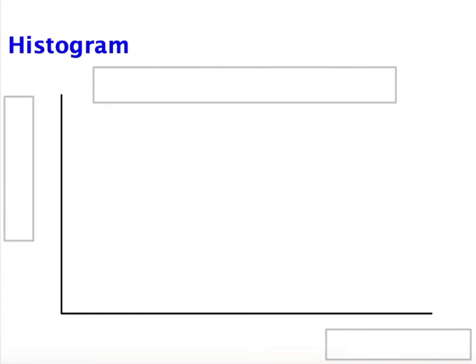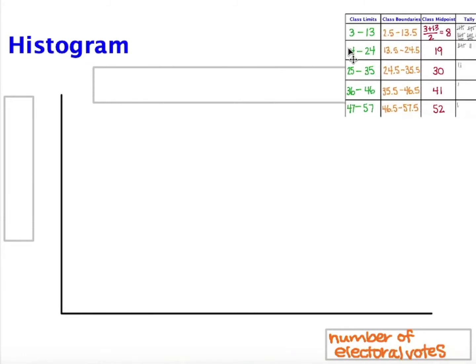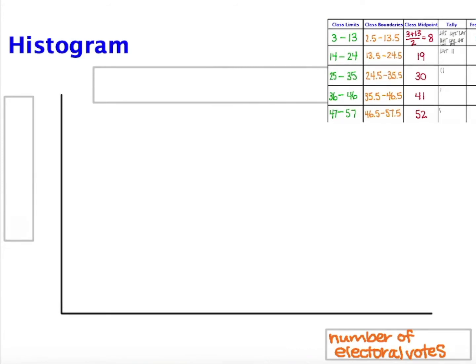Now that we finished our frequency table, we can construct our histogram. The way this will always work is the x-axis will always include your classes. And so in this example, our classes are the number of electoral votes. And we're going to number the x-axis based on those class limits, actually the class boundaries, because like I said, that's more of a number line sort of thing.